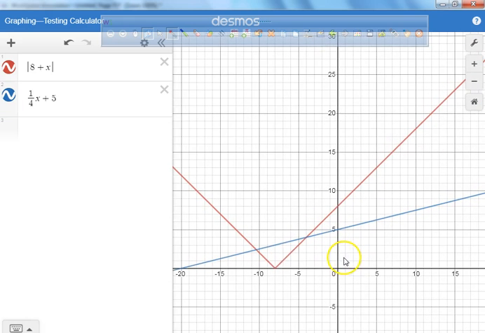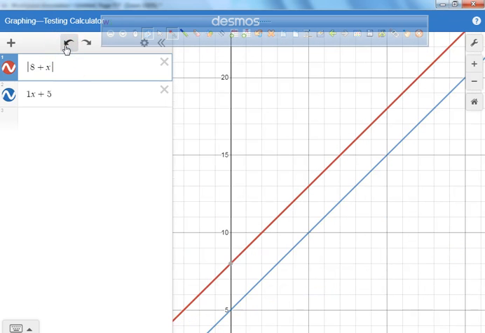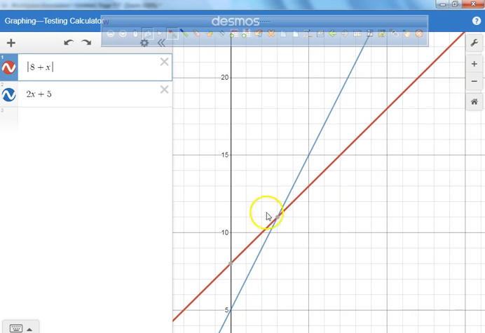Can everybody see now? If I had this absolute value expression equal to this linear function, do you see how many places it now crosses? It crosses twice. All right? So understand, sometimes what are you going to have? You're going to have only one solution, right?